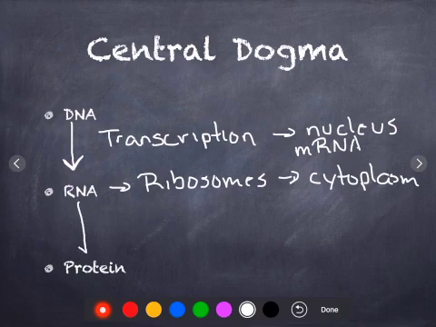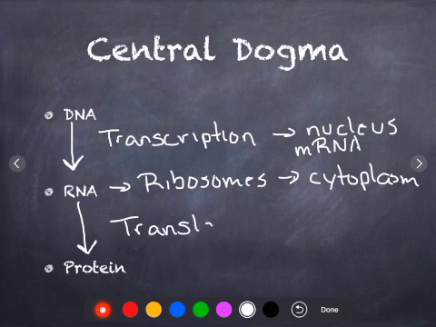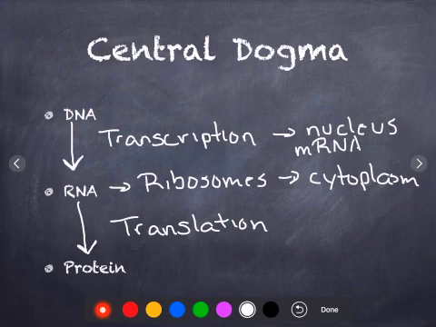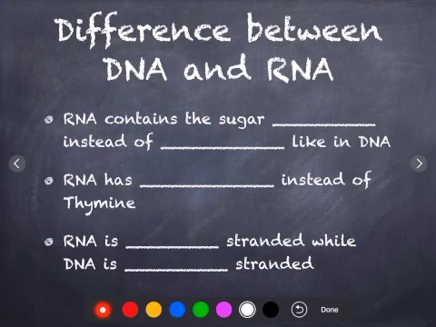So RNA goes to our ribosomes to make proteins from amino acids. This is called translation. So proteins are what our body uses mostly in order to read the code. So DNA to RNA, transcription, occurs in the nucleus. RNA to proteins is translation, which occurs at the ribosomes in the cytoplasm. So that's pretty much our whole central theme in biology.